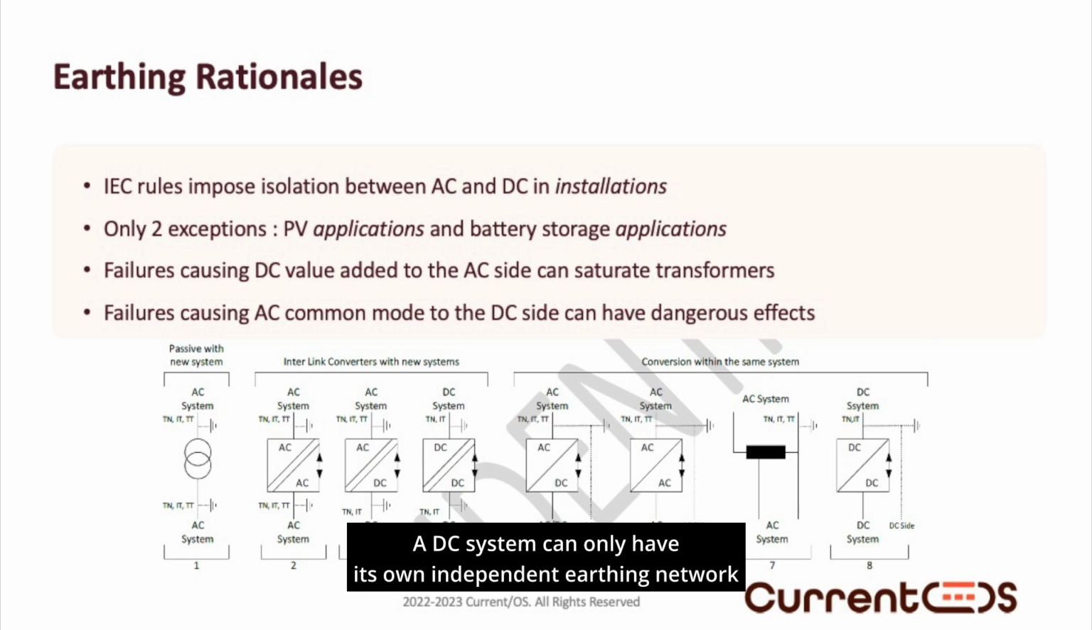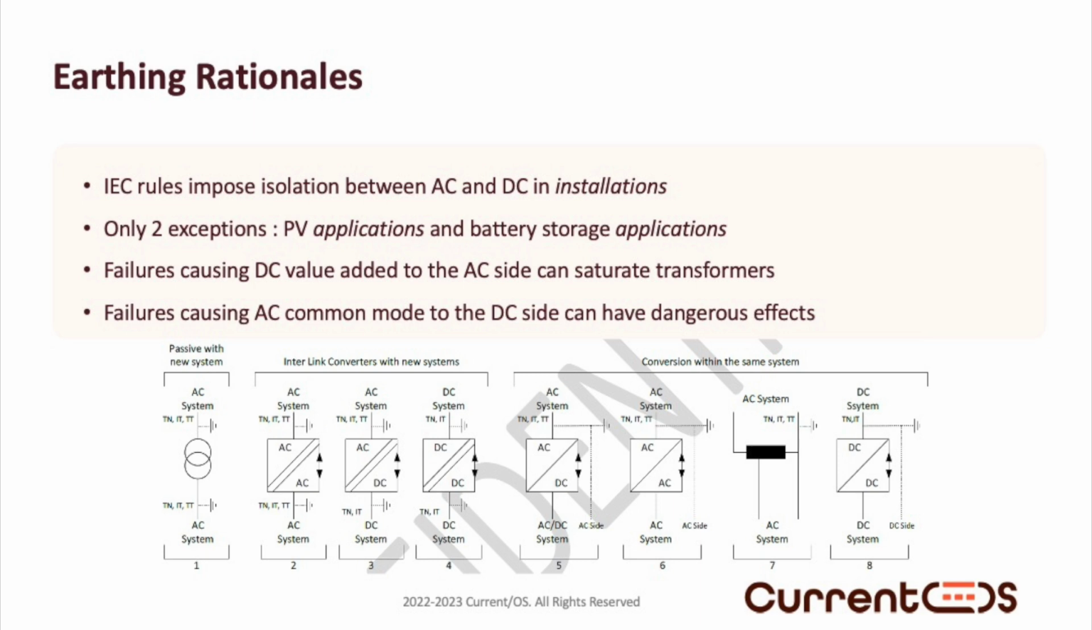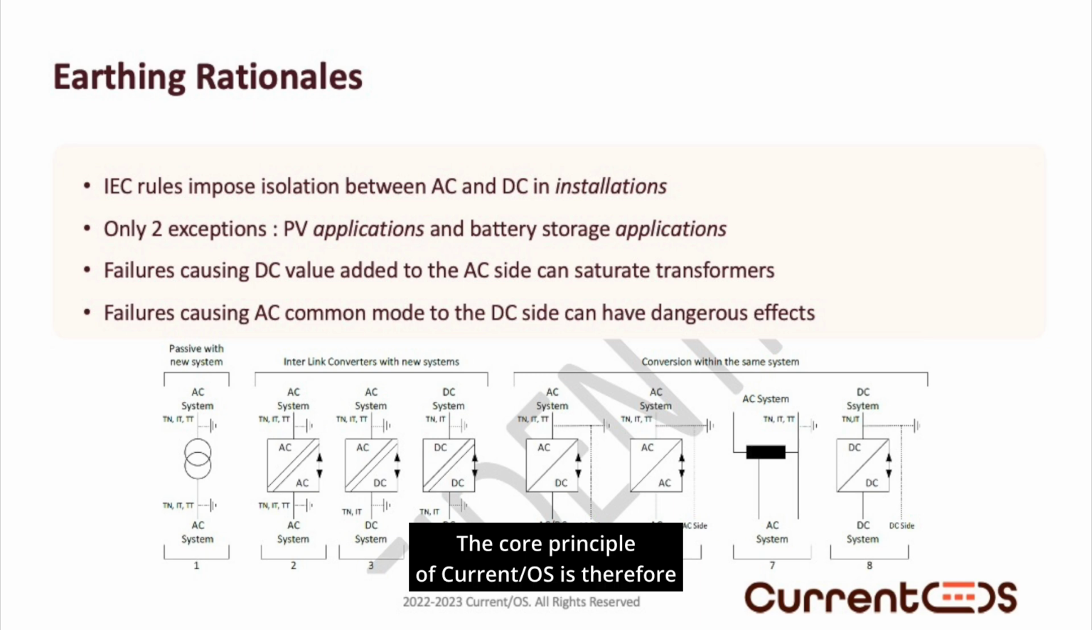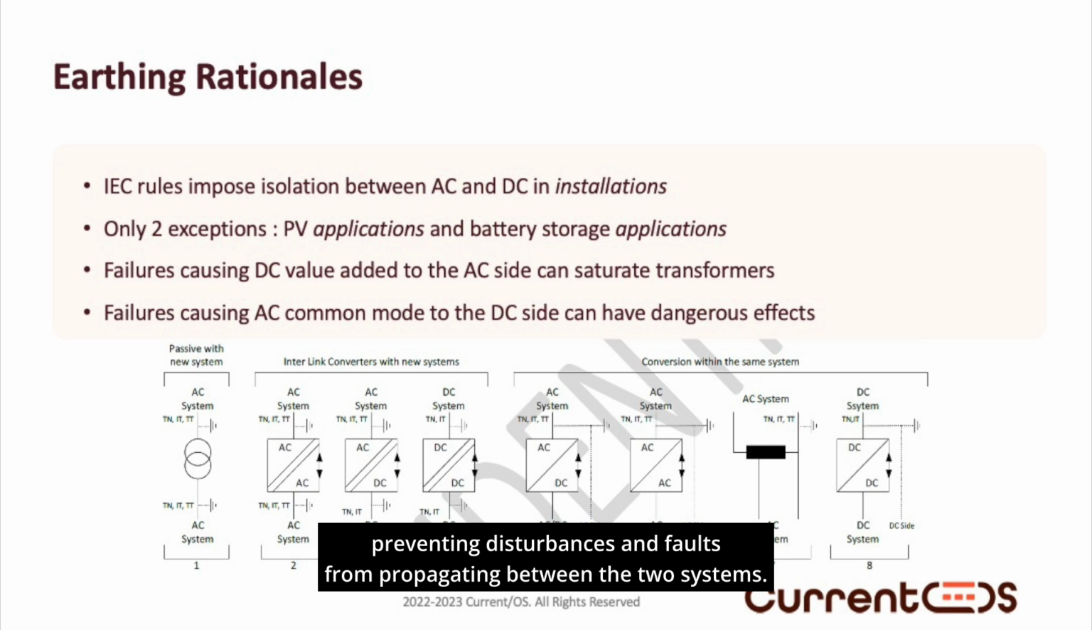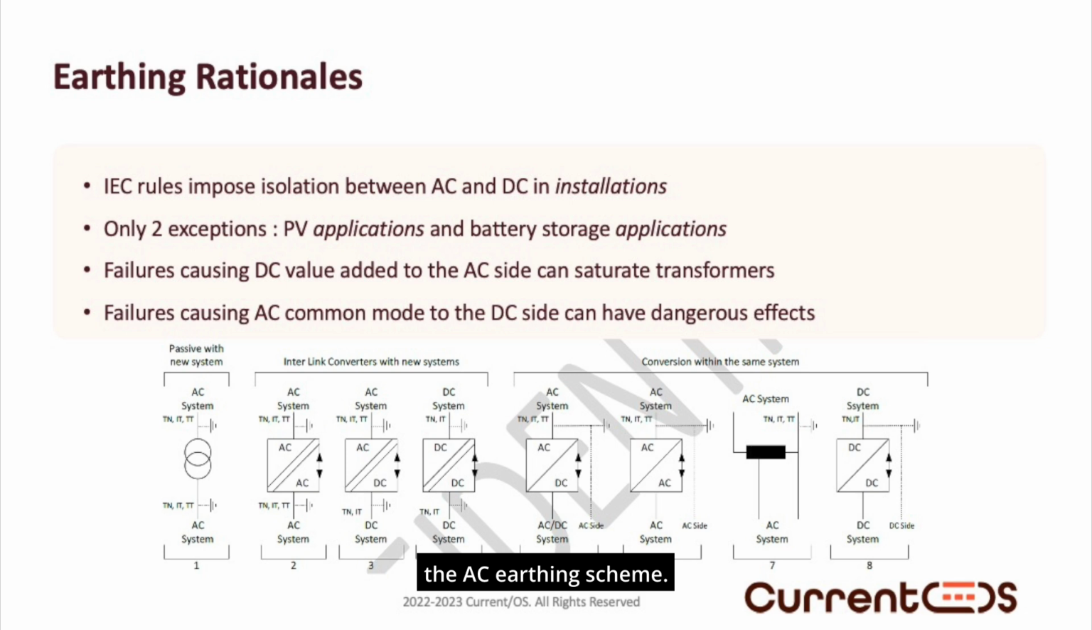A DC system can only have its own independent earthing network if it is galvanically isolated from the AC system. The core principle of Current OS is therefore to isolate the DC installation from the AC grid, preventing disturbances and faults from propagating between the two systems. Without isolation, the DC system effectively extends the AC earthing scheme. This would be posing significant risks.